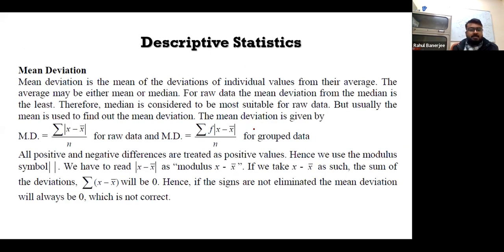Then we have something known as the mean deviation. In mean deviation, we subtract each value from its arithmetic mean, and then we take the modulus value. Taking the modulus value means we are ignoring the sign and just considering it to be positive, be it positive or negative. Then we divide by the total number of observations. One of the disadvantages is that since we are taking the absolute value, we are just ignoring the signs. So we do not know which is positive and which is negative. This is one of the disadvantages of mean deviation.